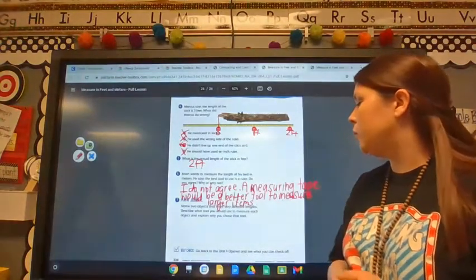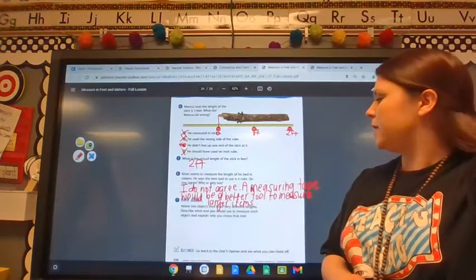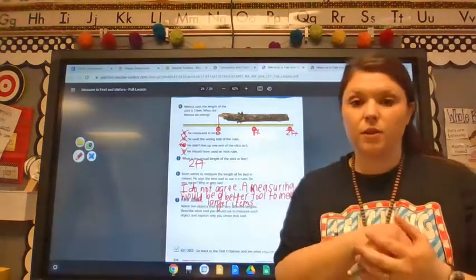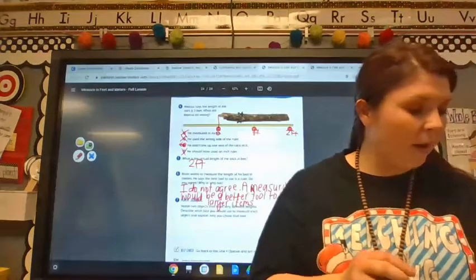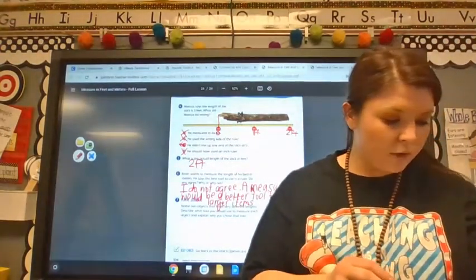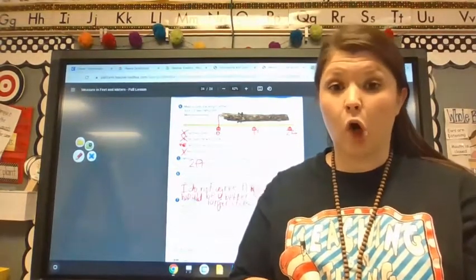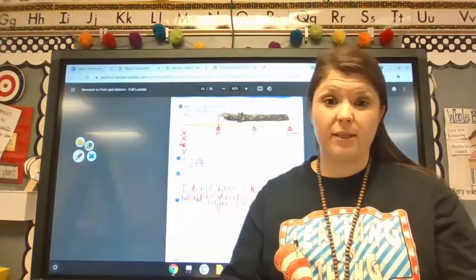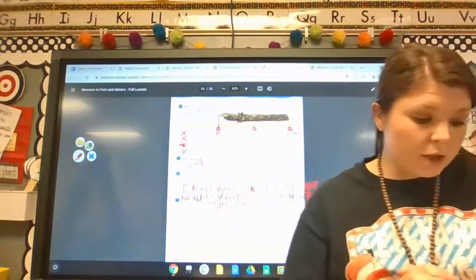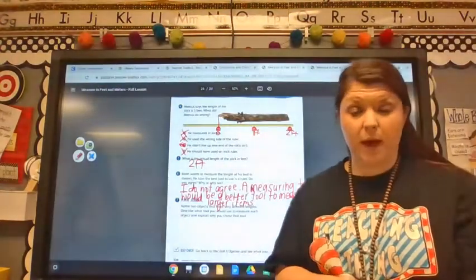Describe what tool you would use to measure each object and explain why you chose that tool. So you're going to choose 2 objects that have very different lengths. If you need help thinking about this, go back to page 532 and think about the watch and the car. Those are 2 different objects, right? 2 different objects of length. Then you need to describe why you chose the tool that you used, okay?